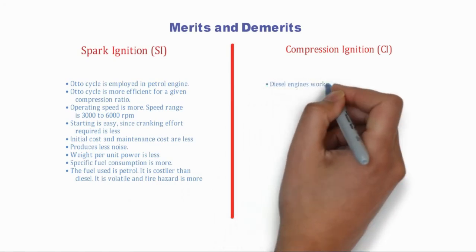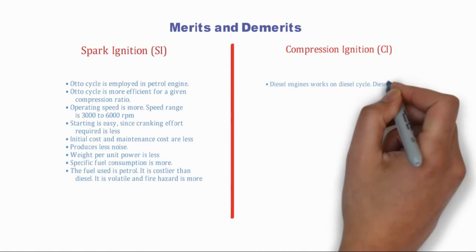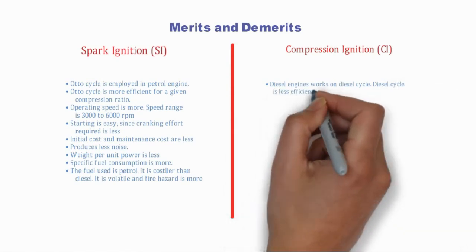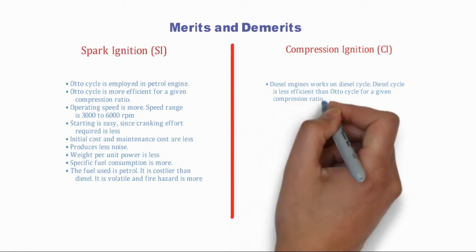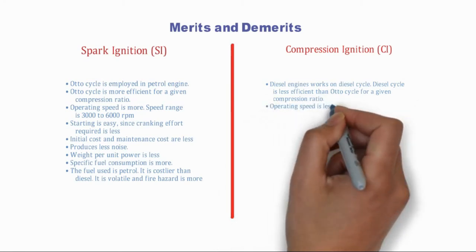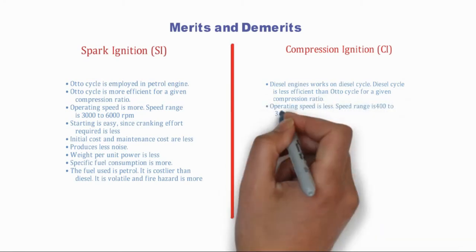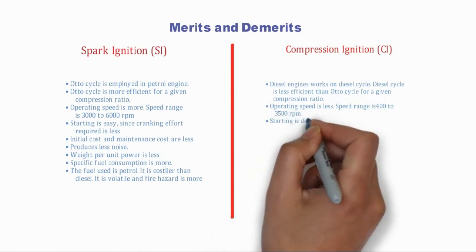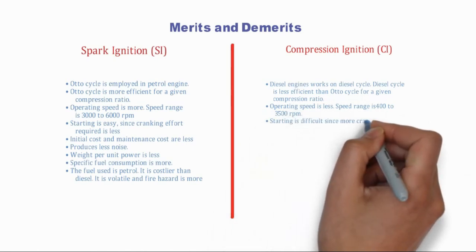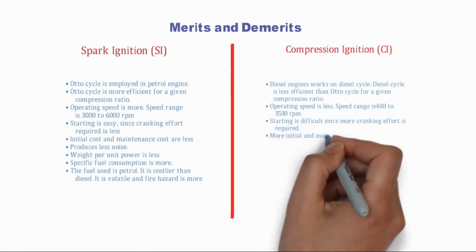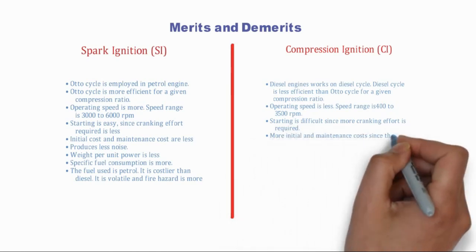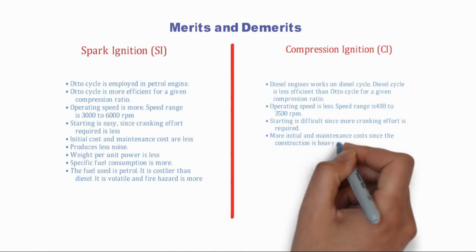Diesel engines work on diesel cycle. Diesel cycle is less efficient than Otto cycle for a given compression ratio. Operating speed is less. Speed range is 400 to 3,500 revolutions per minute. Starting is difficult, since more cranking effort is required. More initial and maintenance costs, since the construction is heavy and sturdy.